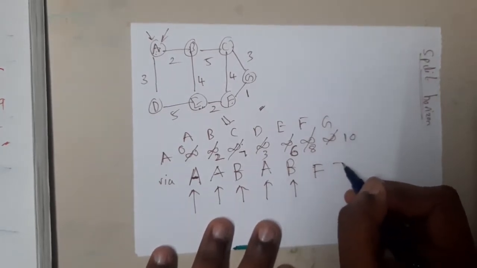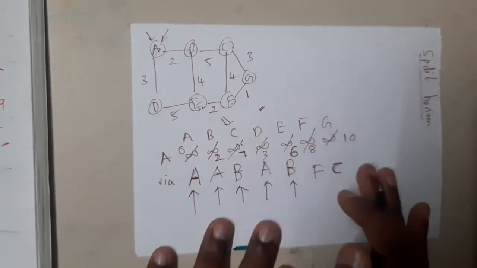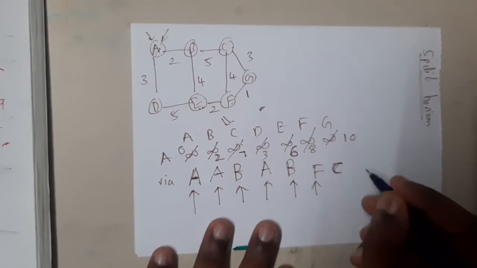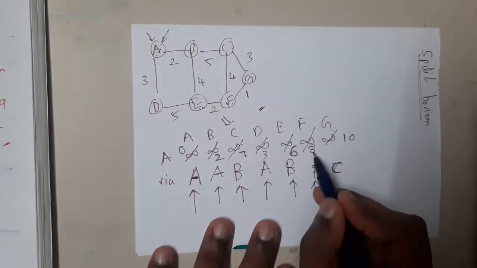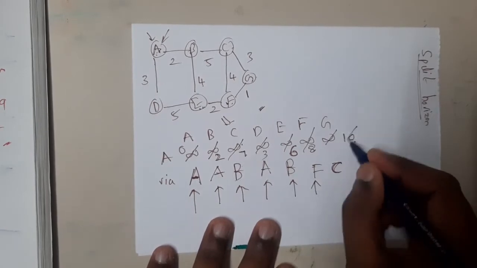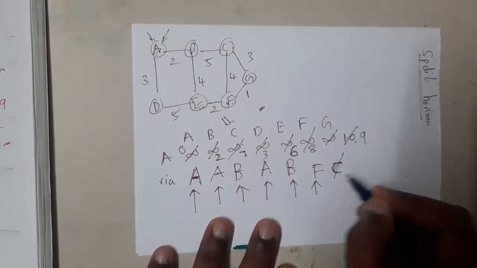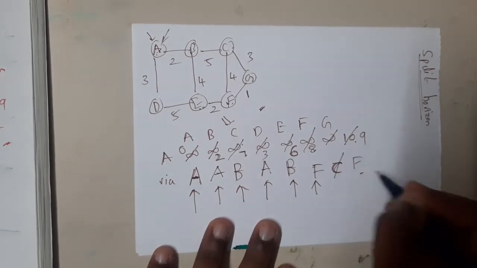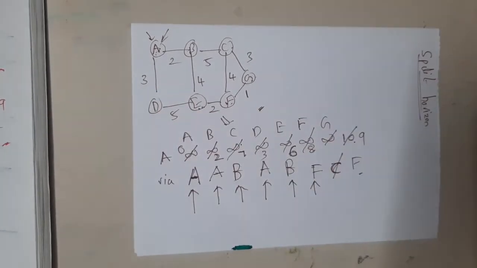With whose help am I going? With the help of C. Now which is minimum? F is minimum. So from F I can go to G. The cost is 8 plus 1, which is 9. If you observe, is 9 minimum or 10 minimum, guys? 9 is minimum. So this will be updated to 9 and the path will be updated to F. Now we got the whole table, right?